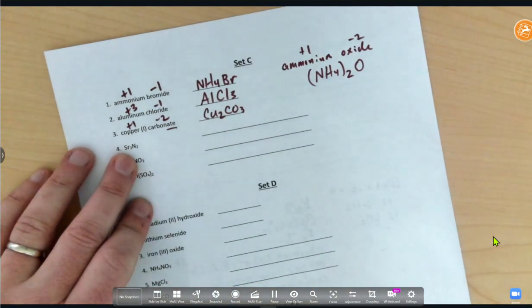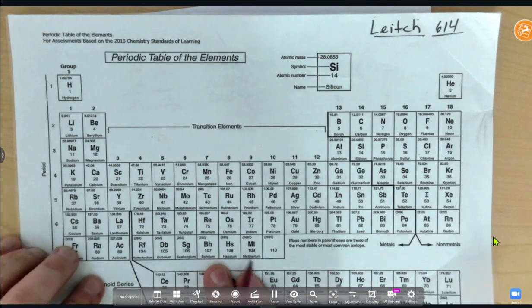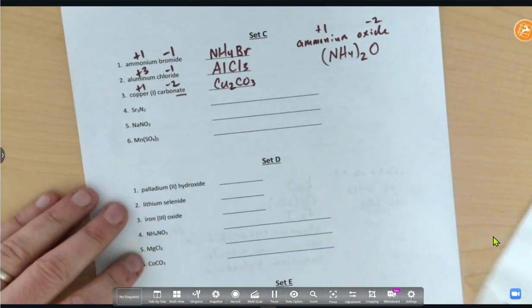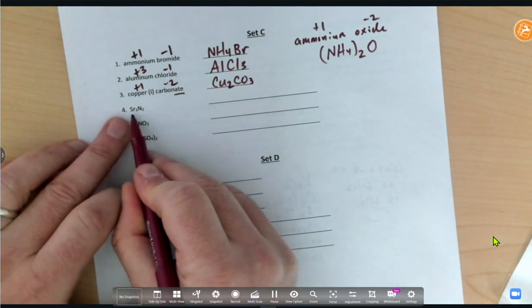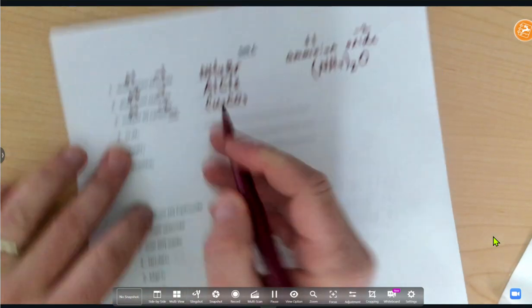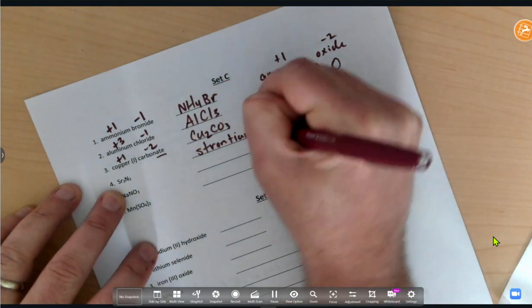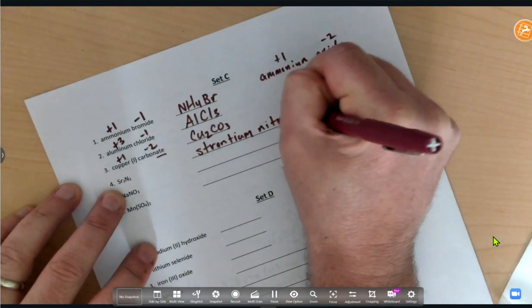All right, the naming bit. Before you can name it, you got to find Sr on your periodic table. Oh, there it is, strontium in group 2. So no Roman numeral needed. No polyatomic ion because there's just 2 elements. So this is just called strontium nitride.